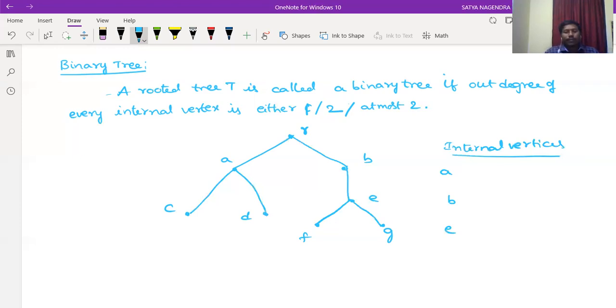For internal vertices you have to check the out degree. What is the out degree of A here? Out degree of A is 2. What is the out degree of B? This is 1. What is the out degree of E? 2. So if you have a rooted tree where the out degree of every internal vertex is at most 2, it may be 1 or 2, maximum 2, then you can call it a binary tree. This is a rooted tree and it is a binary tree also. This is the simple example for that.